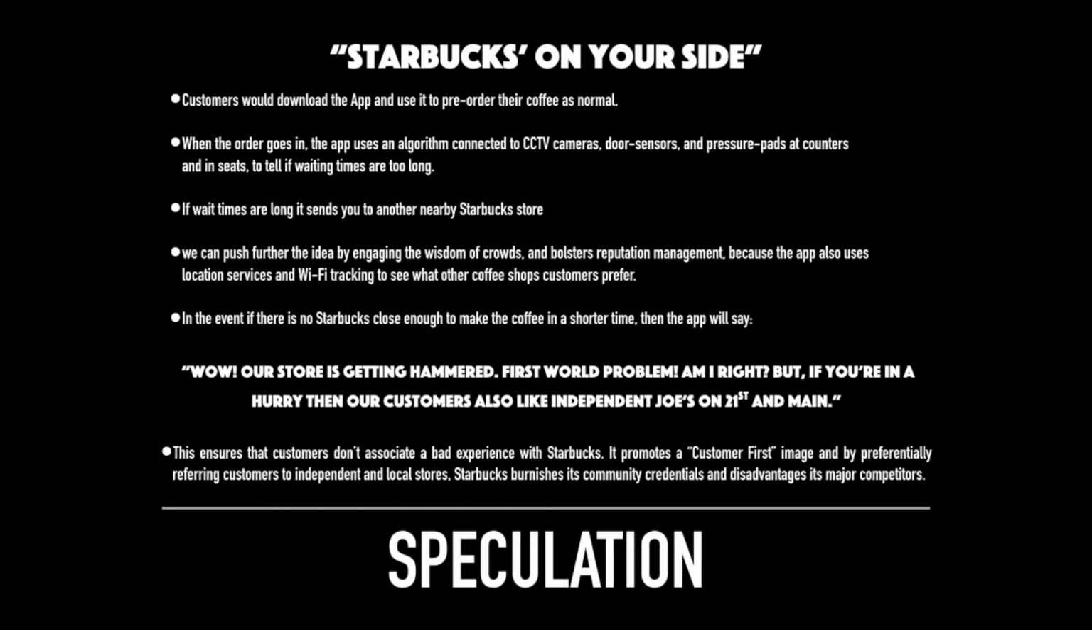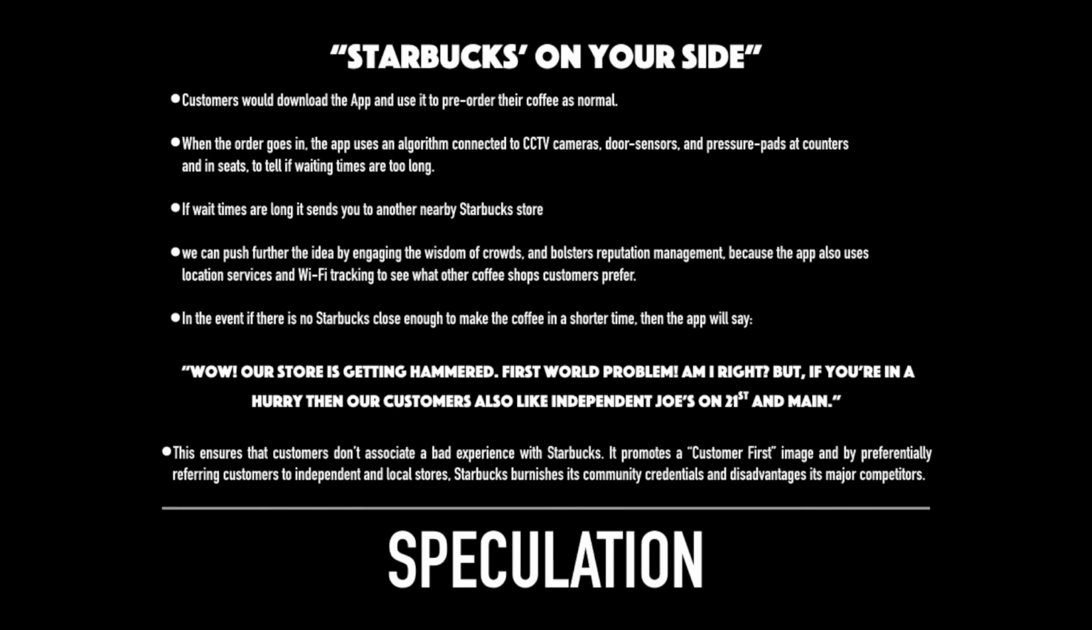When the order goes in, the app uses an algorithm connected to CCTV cameras, door sensors, and pressure pads at counters and in seats to tell if waiting times are too long. If waiting times are too long, it sends you to another nearby Starbucks store. So far, this shows the Internet of Things helping out. However, we can push further this idea by engaging the wisdom of crowds and bolstering reputation management, because the app also uses location services and Wi-Fi tracking to see what other coffee shops customers prefer.